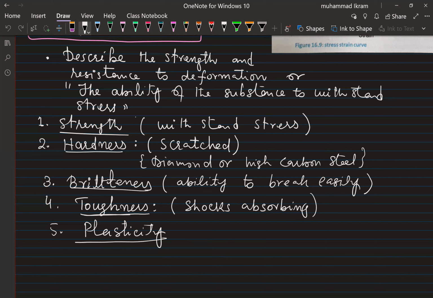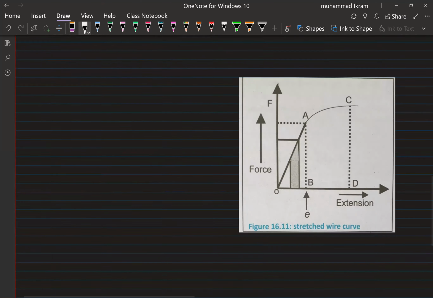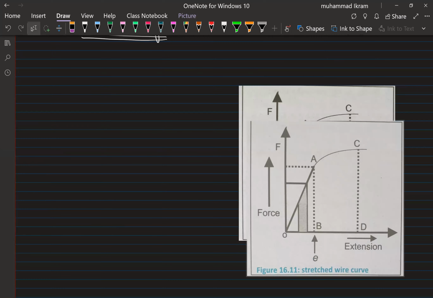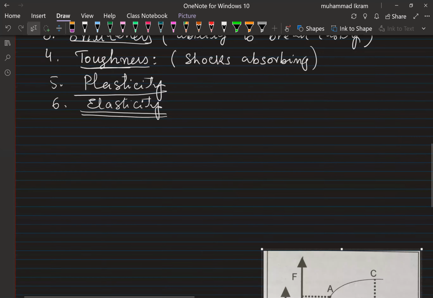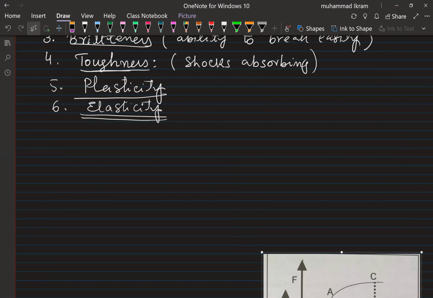And then another one is the elasticity of the material. Elasticity is the property of the material by which it regains its original shape and size quickly after the deforming forces are removed, right? Examples include rubber or steel or substances like these.